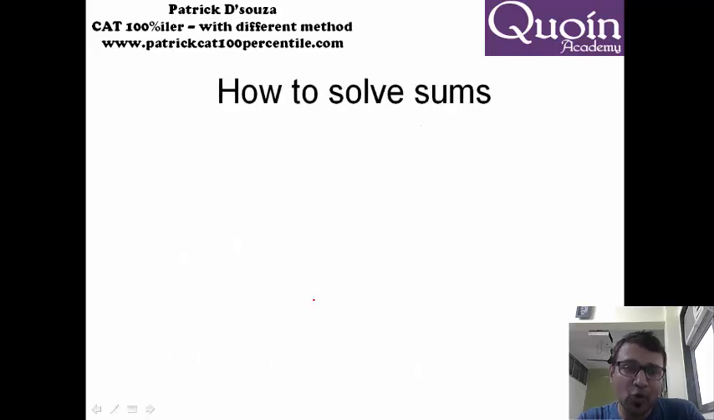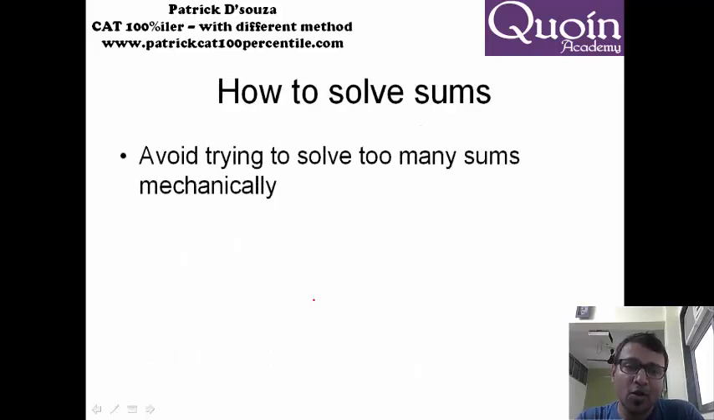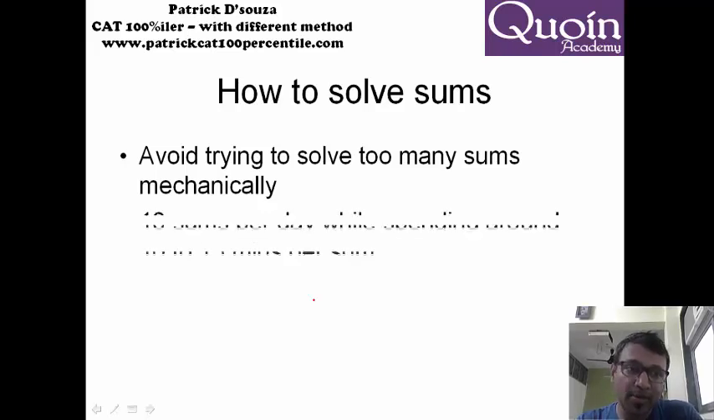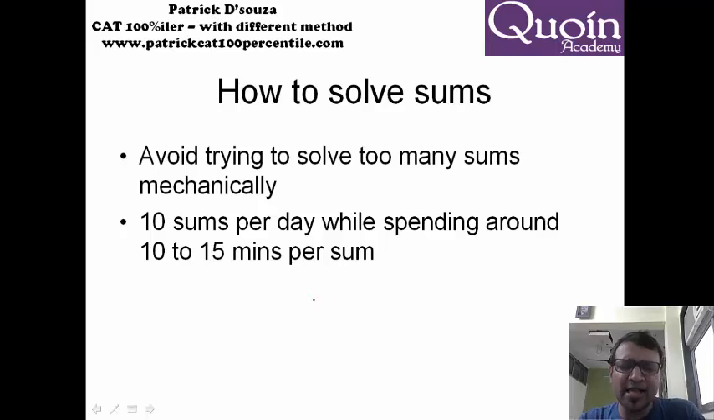So given the chapter, how do you solve the sums? I normally advise not to solve too many sums mechanically, because when people solve too many sums, they just think, okay, this is a sum, this is a formula and this is the answer. They don't learn too much from those chapters. It doesn't help in the CAT. CAT doesn't check you on a mechanical way of solving a sum. It makes you think. My advice is to take just 10 sums per day. You don't require more than that. And spend around 10 to 15 minutes per sum.